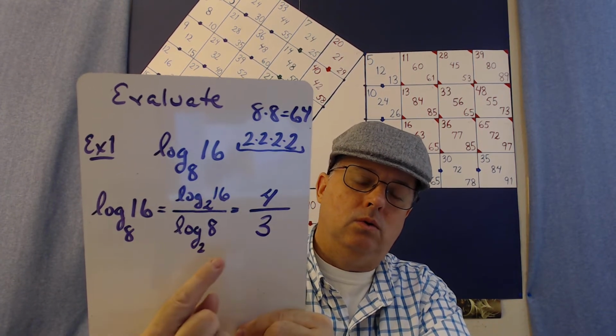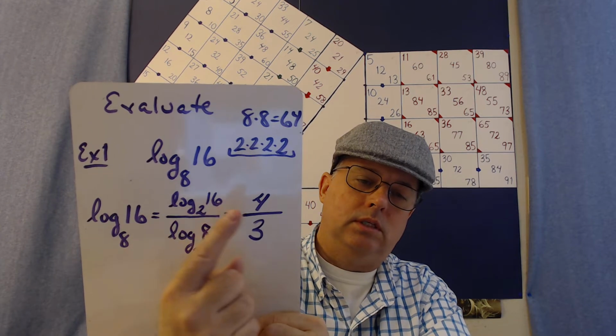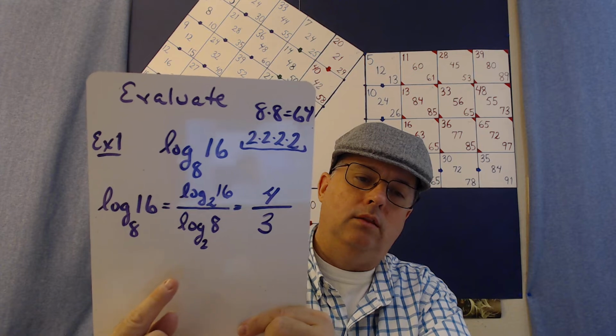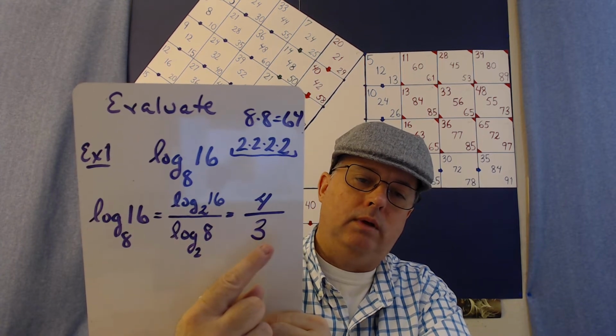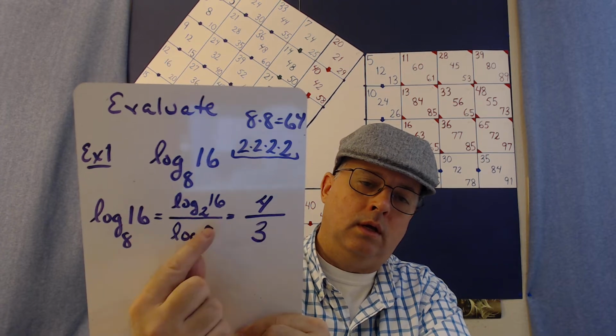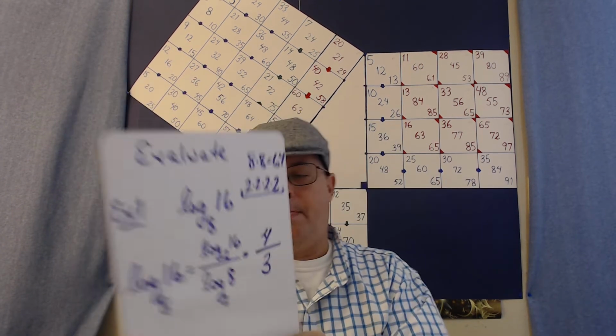Okay? So the log base 2 of 16 is 4 because 2 to the 4th is 16. And the log base 2 of 8 is 3 because 2 to the 3rd is 8. Okay, well, I think we've done it. The log base 8 of 16 is 4/3.